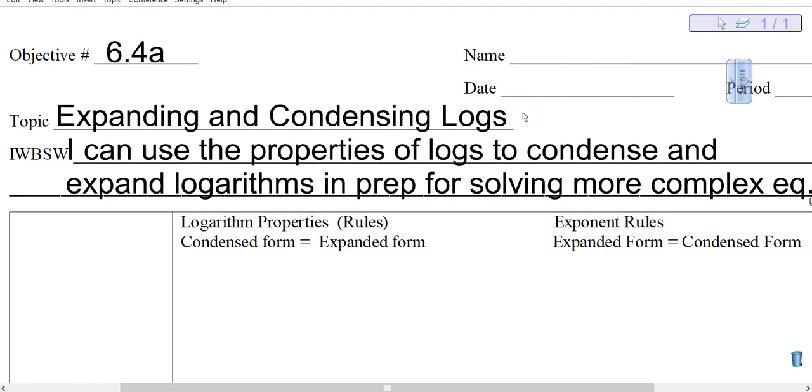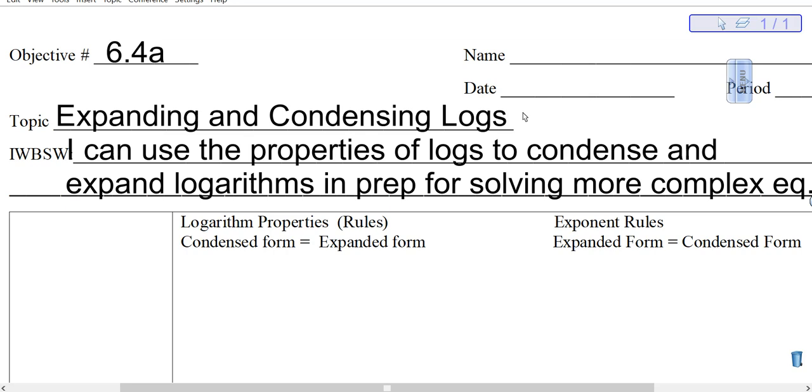Okay, so this is objective 6.4a. We're getting ready to amp up. These are not the basics of logarithms. These are more complex tasks that we're going to be performing. Today's topic is expanding and condensing logarithms.